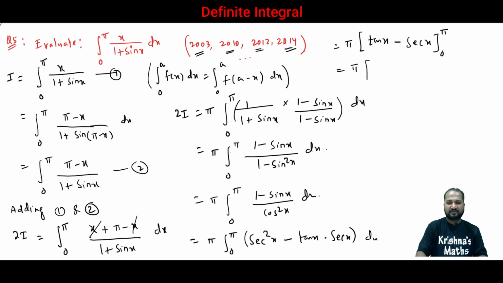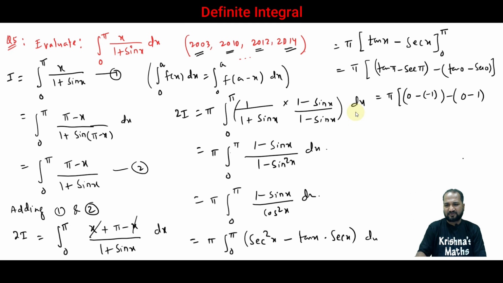So this is equal to pi into tan pi minus sec pi, minus tan 0 minus sec 0. Now look, this is equal to pi into tan pi is 0 minus sec pi is minus 1, minus tan 0 is 0, sec 0 is 1. So 1 plus 1 will be 2. Pi into 1 plus 1 will be 2. So 2I is equal to 2 pi. 2 gets cancelled. I is equal to pi. And this is your answer.